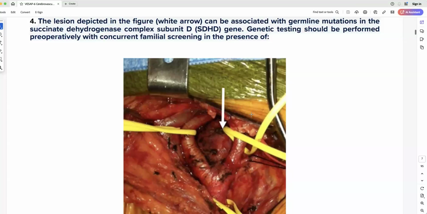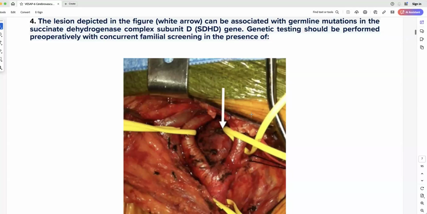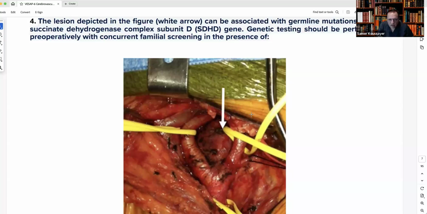Okay. The lesion described in the figure, a white arrow, can be associated with the germline mutation in the succinate dehydrogenase complex subunit D gene. A genetic test should be performed preoperatively with concurrent familial screening in the presence of... What do you see first in the picture? Carotid body tumor. And when we do a genetic study in the carotid body tumor, when do we think it is right?